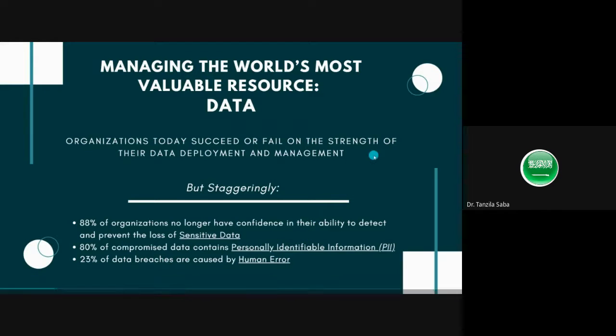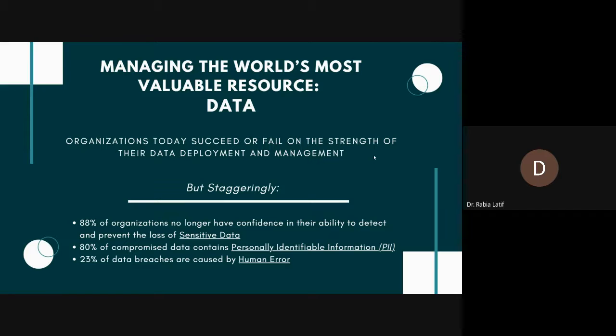Okay. So organizations today succeed or fail on the strength of their data deployment and management. Definitely, if organizations apply very good security controls, they can succeed in securing their data. But on the other hand, if their security controls are very weak, it will affect them in a negative way. But staggeringly, according to a report published in early 2021, 88% of organizations no longer have confidence in their ability to detect and prevent the loss of sensitive data. So basically, the issue is that they fail to apply good security controls.